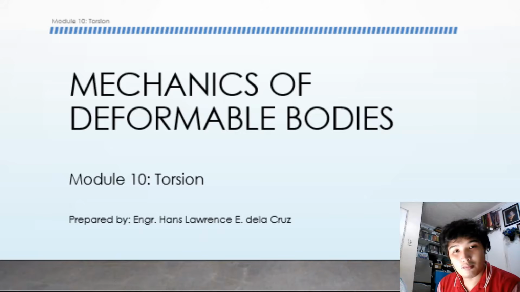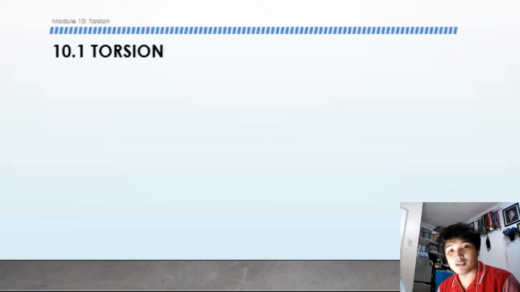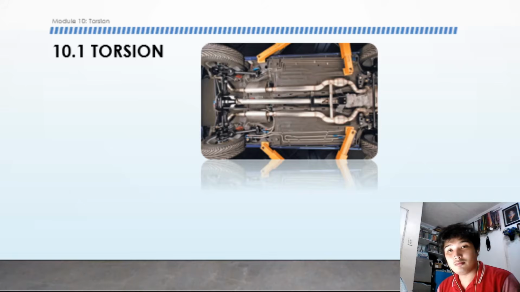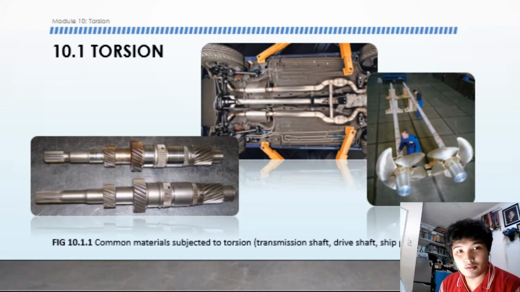Okay, so para mas ma-imagine natin what is torsion, proceed tayo dito class muna sa presentation ng mga common materials na nagsasubject sa torsion. Okay, so ayan. So itong unang figure na to is transmission shaft, and then ito naman is drive shaft, and then the last one is yung ship propeller shaft. So lahat sila class is puro shaft, kasi yung shaft talaga yung pinaka-common na material na subject sa torsion.